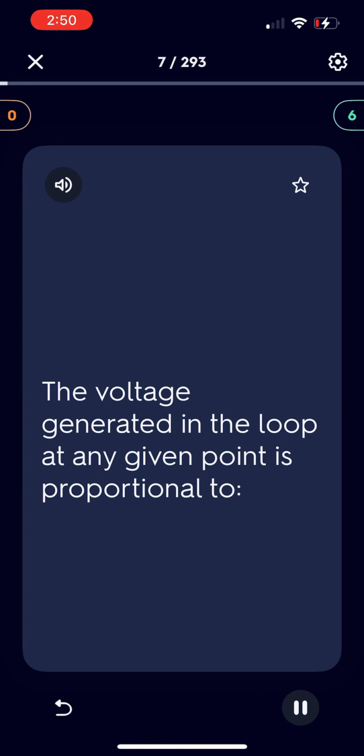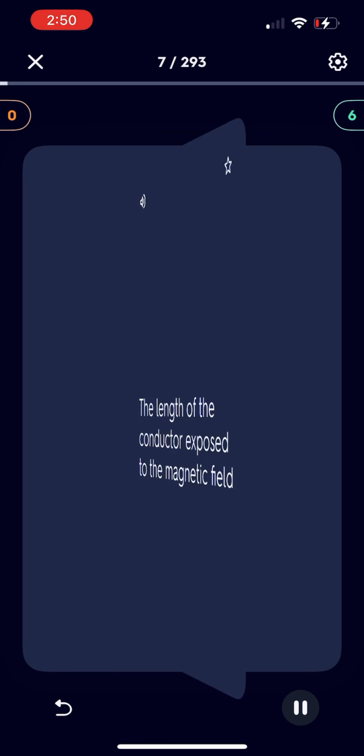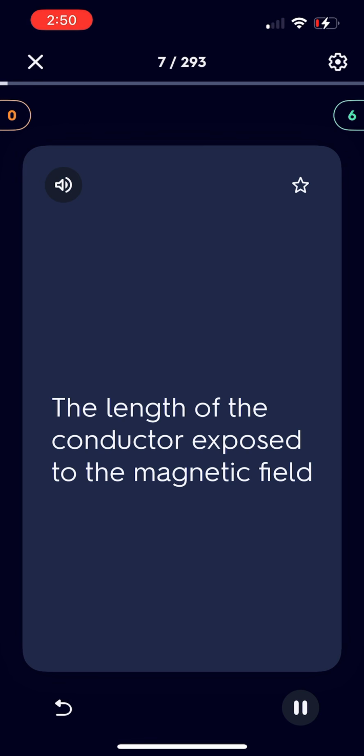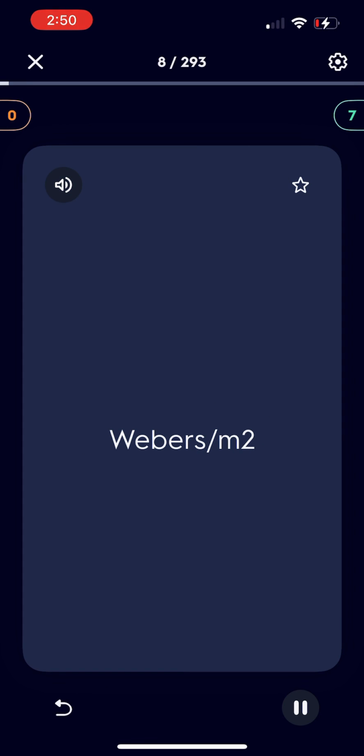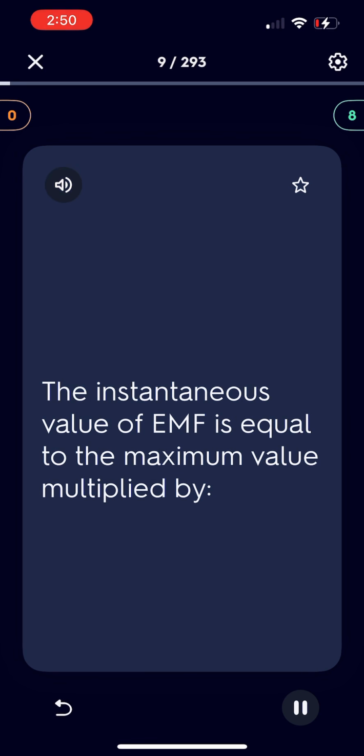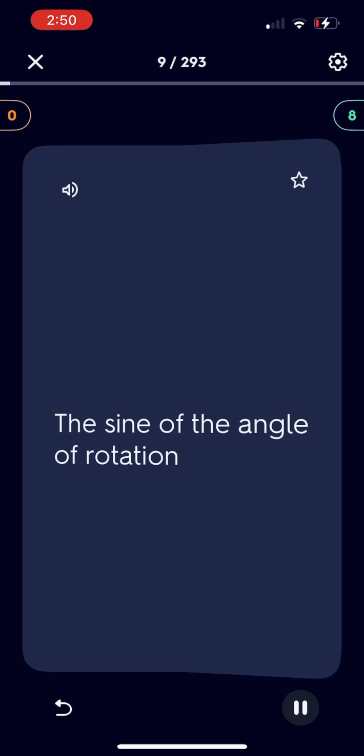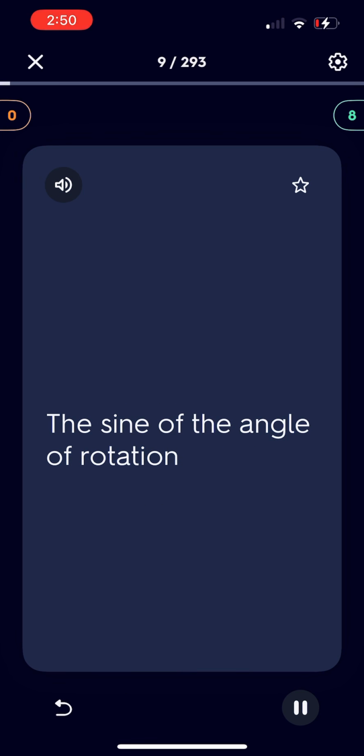The voltage generated in the loop at any given point is proportional to the length of the conductor exposed to the magnetic field. The strength of the magnetic field is measured in Weber/m2. The instantaneous value of EMF is equal to the maximum value multiplied by the sine of the angle of rotation.